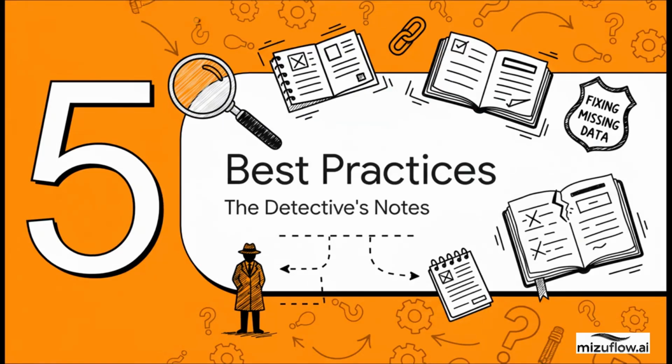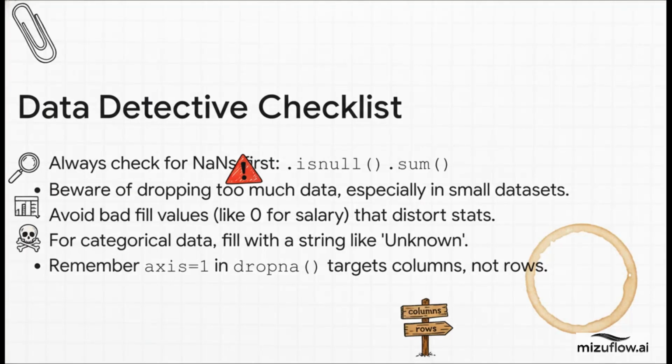So, we've explored the tools. We've talked about the strategies. Before we close the case file on this one, let's go over a few essential best practices. Think of these as the final notes every good data detective should live by. Think of this as your data detective checklist. First, always start by running .isnull().sum() to see just how big the problem is. Second, be really careful about dropping data, especially if you have a small data set to begin with. Third, think critically about your fill values. Don't just use 0 for everything. For categorical data, something like the string "unknown" is often a safe bet. And a final pro tip, remember axis=1 in dropna targets columns. That's a common mistake that can accidentally delete an entire feature.